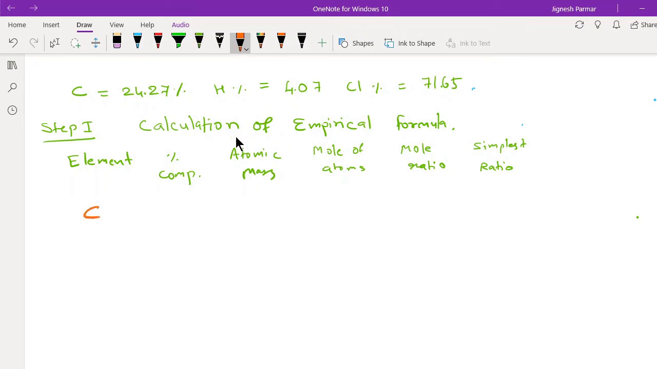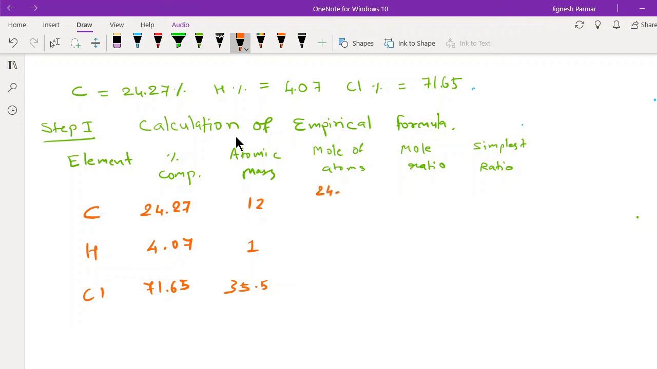I have carbon as the element. Carbon has 24.27%, hydrogen 4.07%, and chlorine 71.65%. What is the atomic mass of carbon? Atomic mass of carbon is 12, hydrogen is 1, and chlorine is 35.5. So how can I find the moles? The second column is divided by the third column.